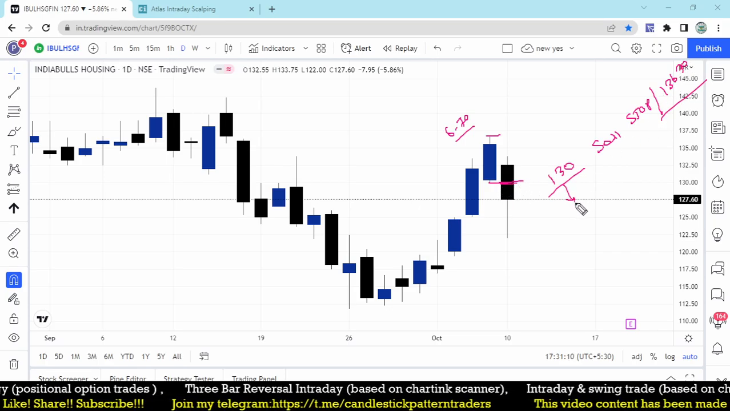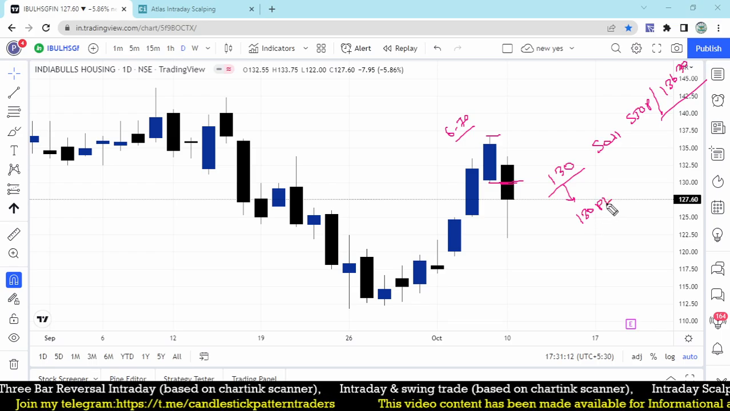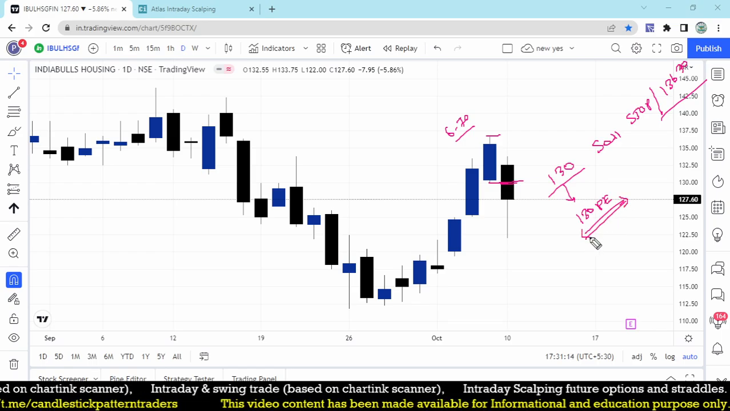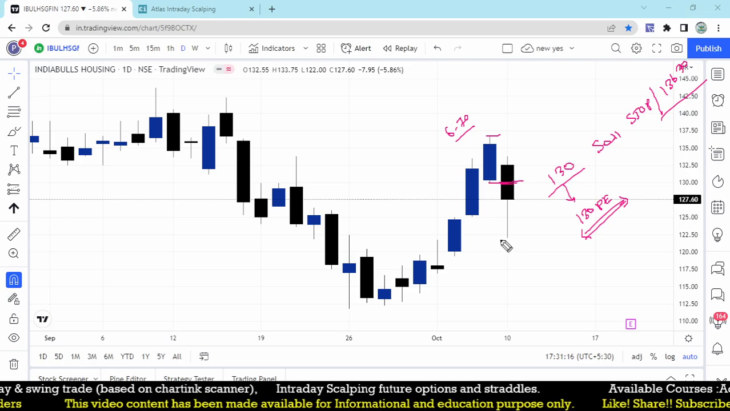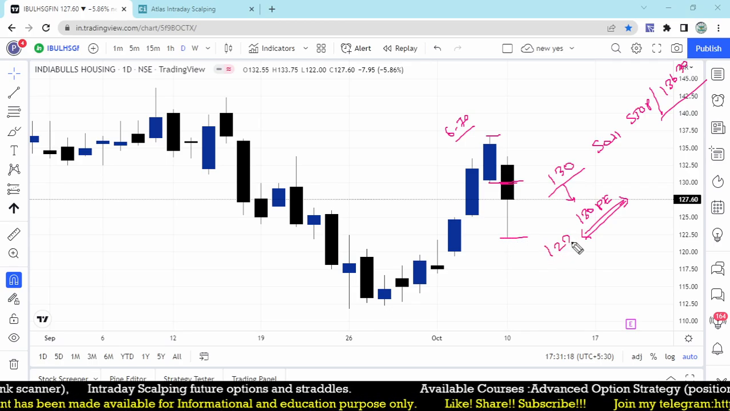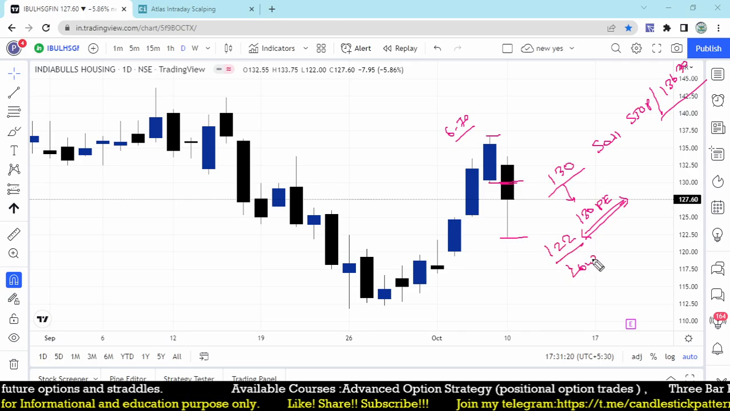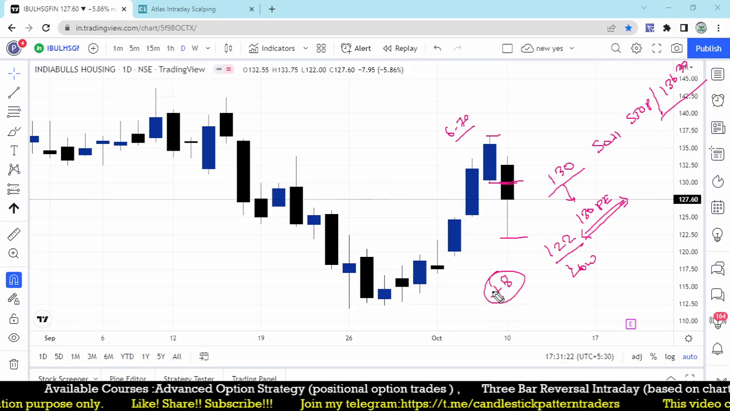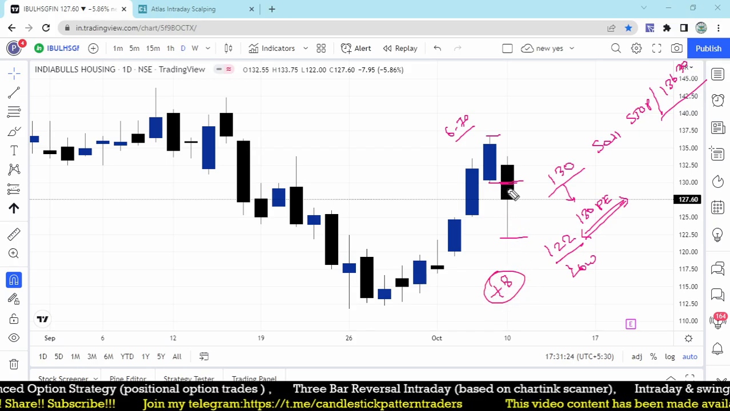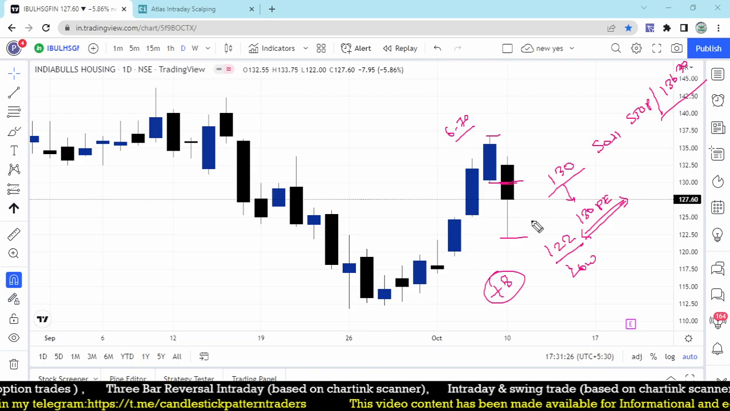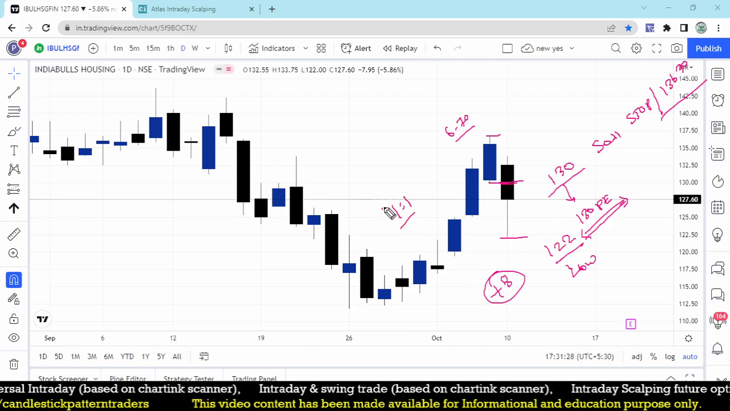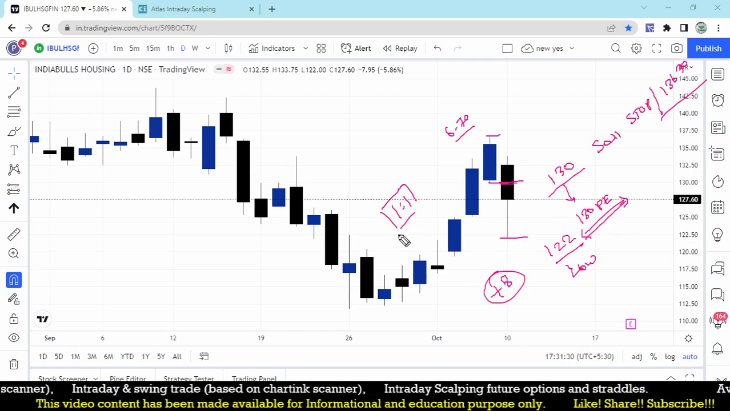I played with the 130 put option, and the market made a low nearby 122 from 130. Almost 8 rupees moved down from that entry point with the risk of 6.7. Our 1:1 risk reward got triggered on this stock.